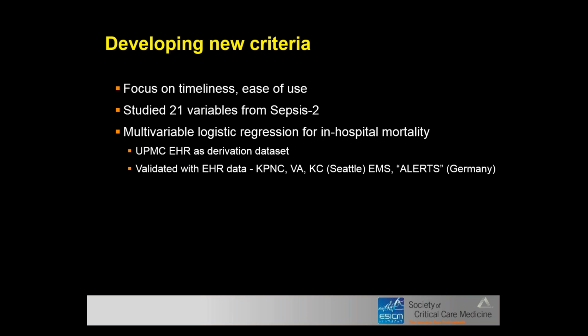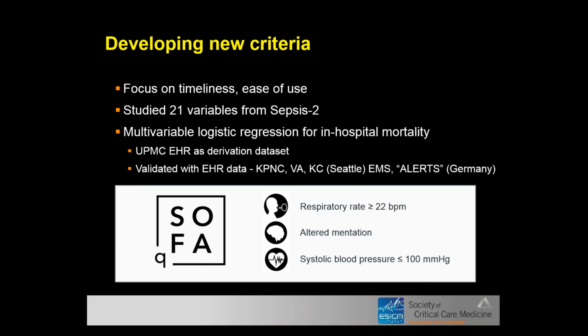To develop new criteria, one has to look at the timeliness and the ease of use. To do this, Chris Seymour and colleagues took 21 variables, all of which were originally outlined in the infamous Table 1 from the Sepsis 2 paper published in 2003. Multivariate logistic regression for in-hospital mortality was used. The derivation data set, as we said, was the UPMC Emergency Electronic Health Record, and additional electronic health record data were used to validate their findings.